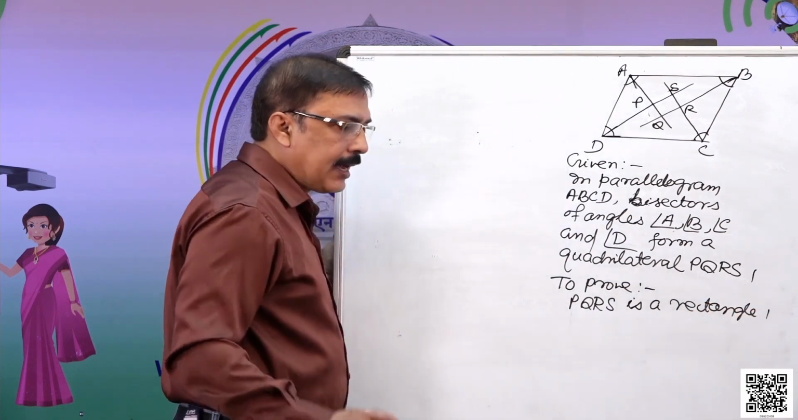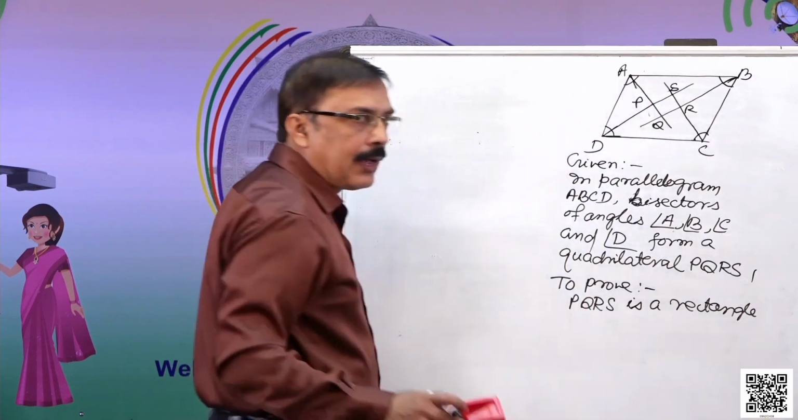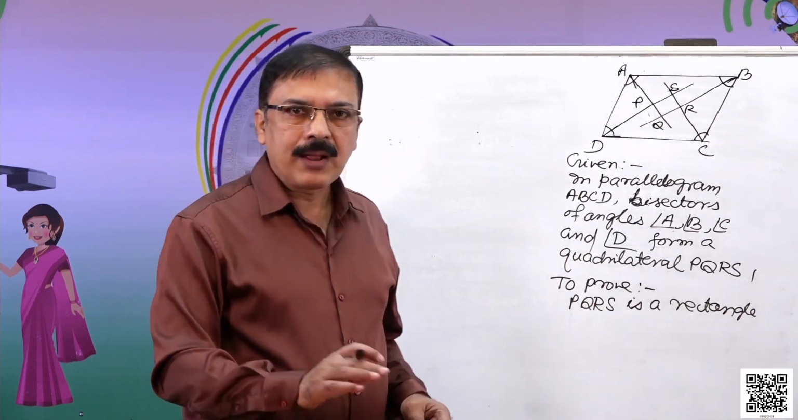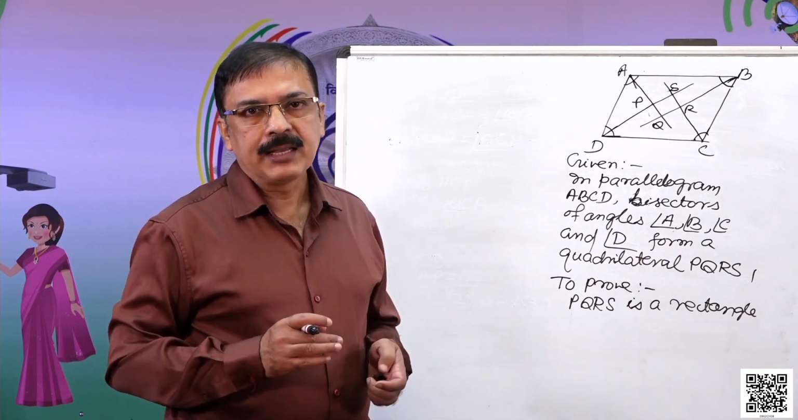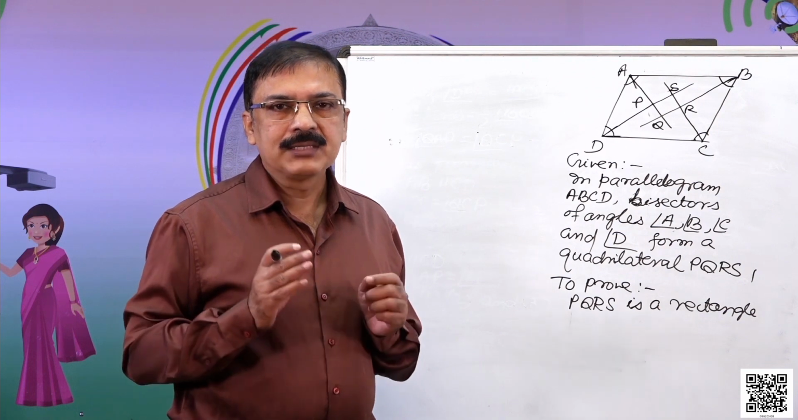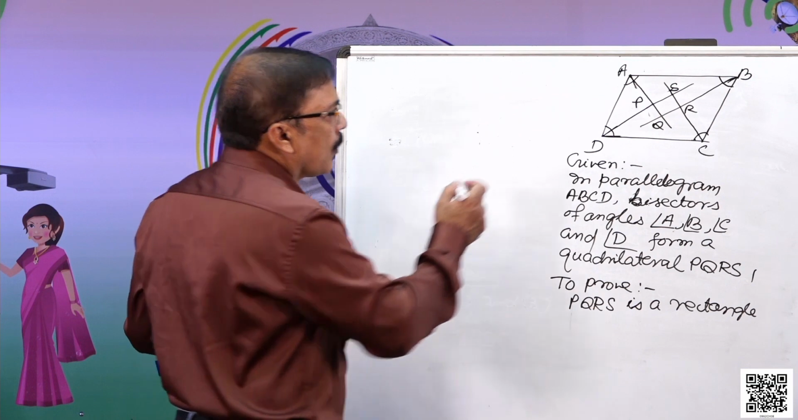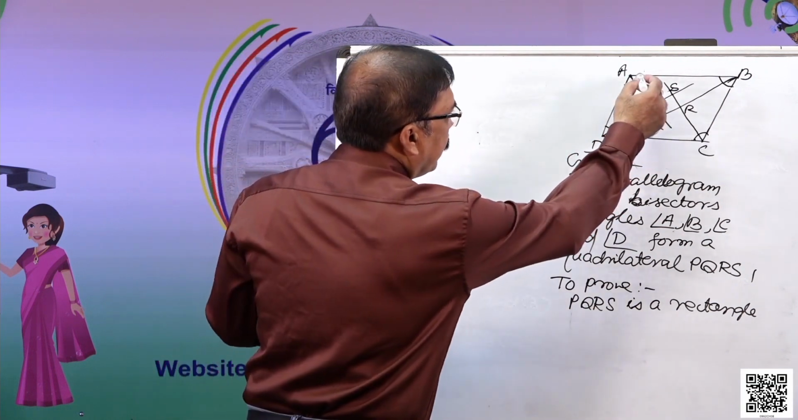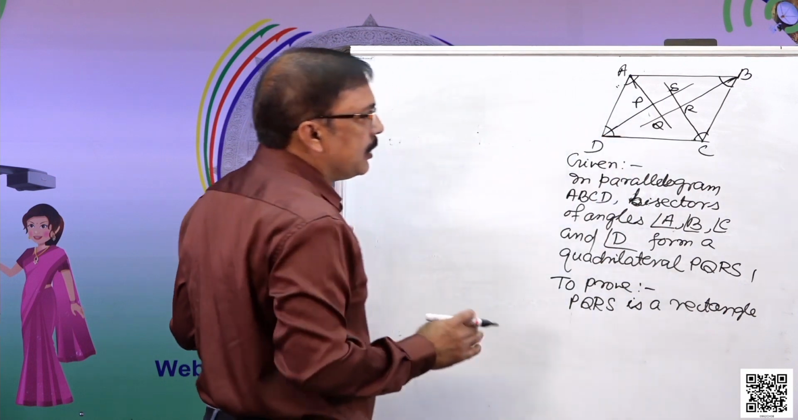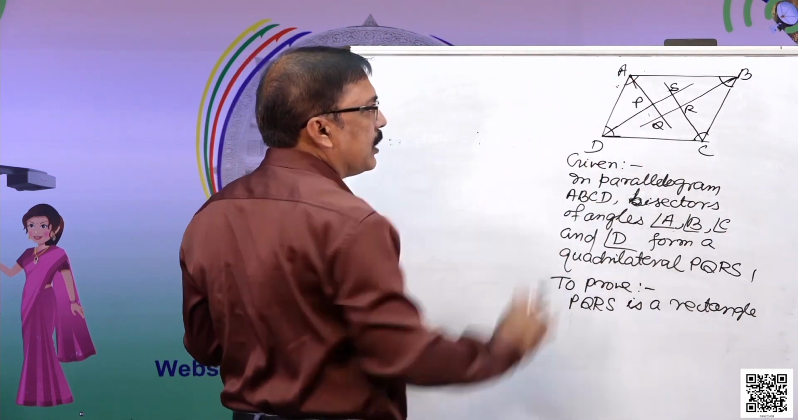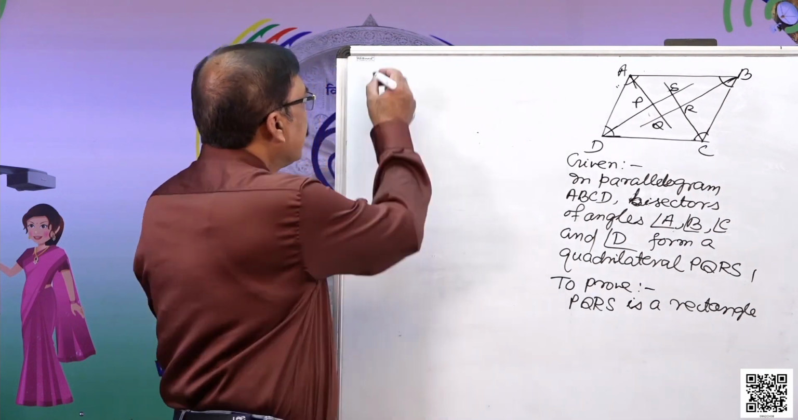So what is a rectangle? A rectangle is a quadrilateral which is a parallelogram, and each angle is 90 degrees, or one of its angles is 90 degrees. Let's see, angle A and angle D. These are co-interior angles, so the sum is 180 degrees. Let's write the proof.